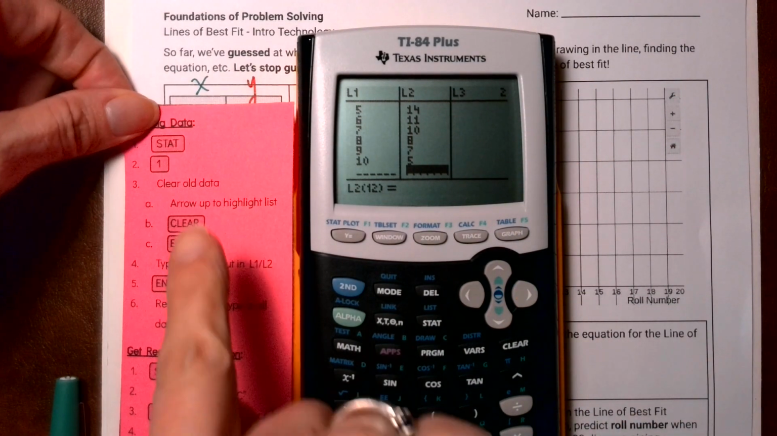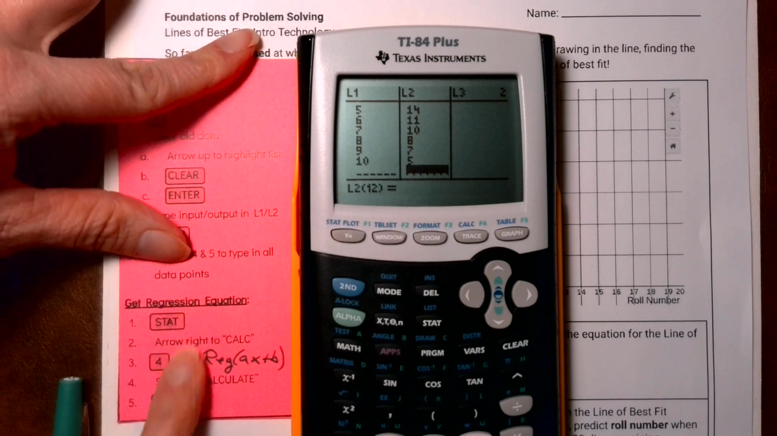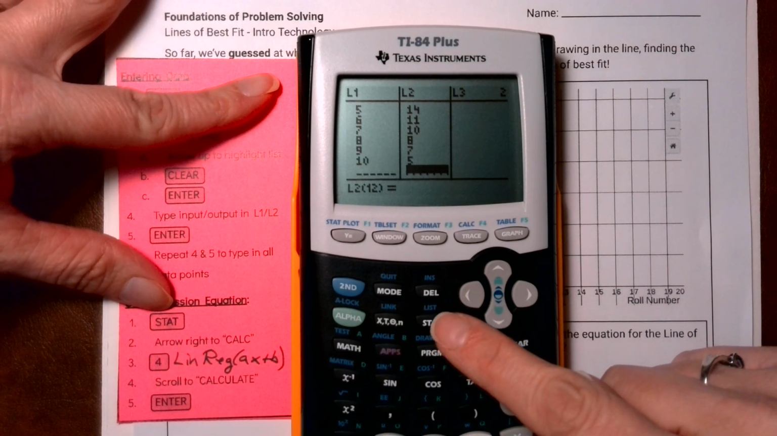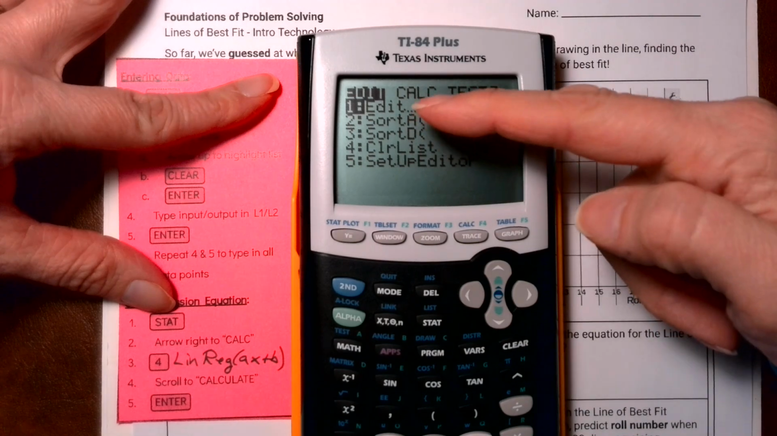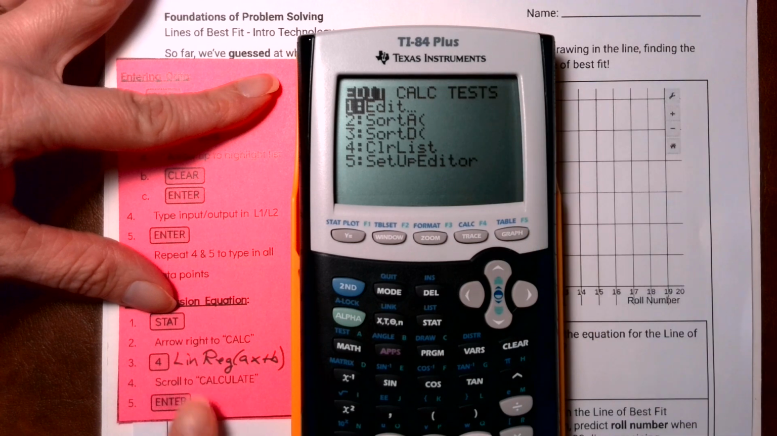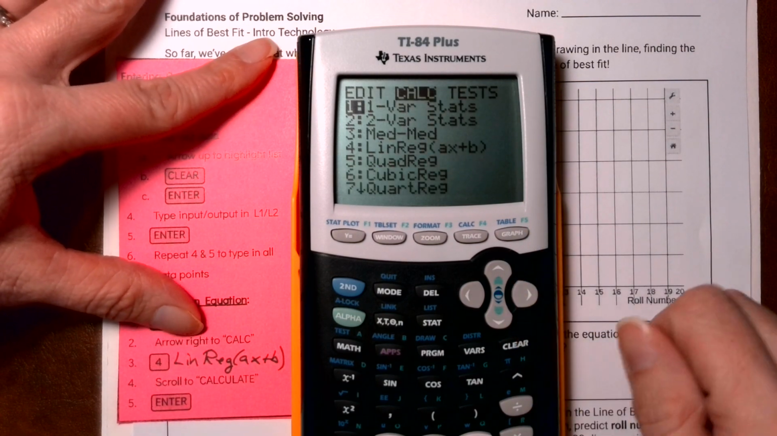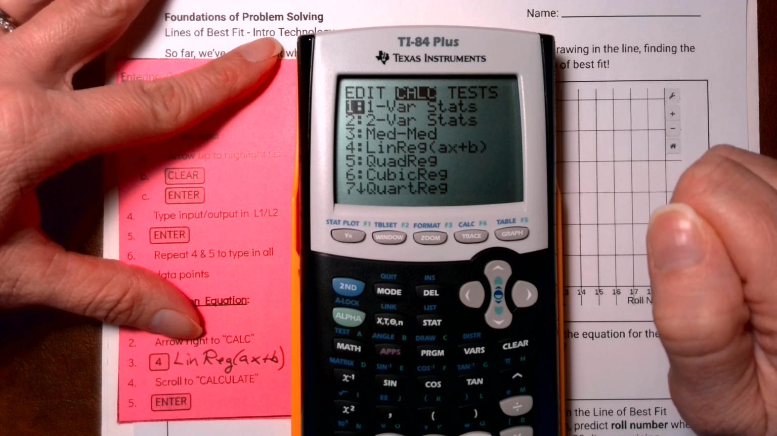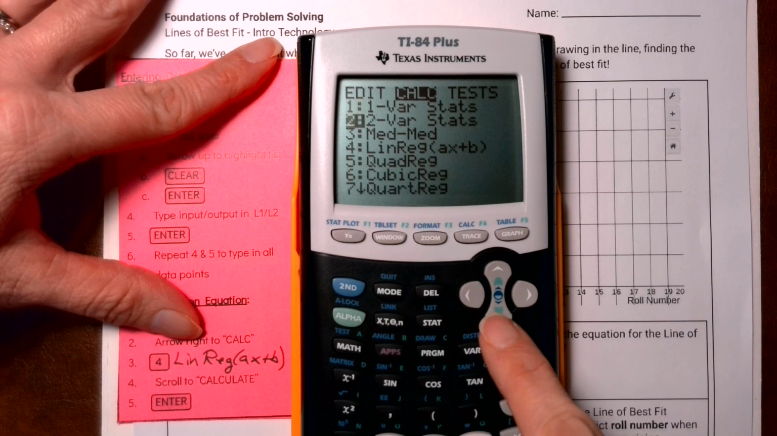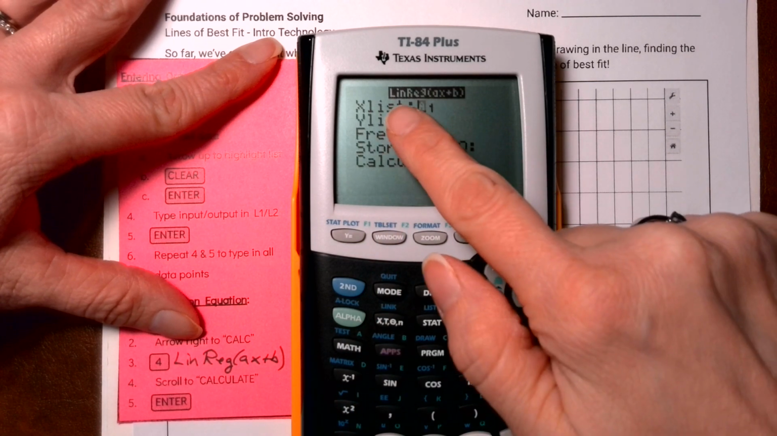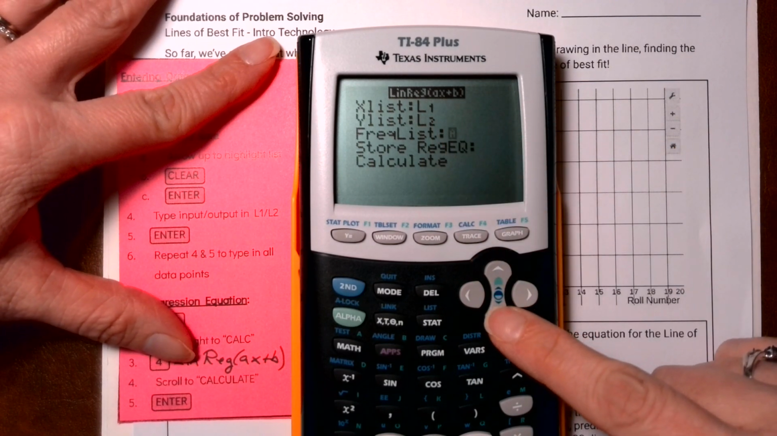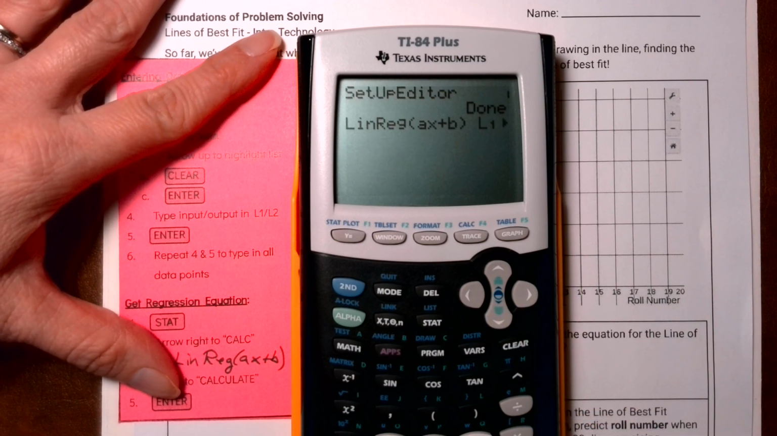Okay, now that we have done the entering of the data, we need to get the regression equation. The way that you do that is you hit the stat button again. The first time we did edit, but the second time we move over to calculate. So you're going to arrow to the right to calculate. And do you remember which one we use? We use number 4, the linear regression equation. This is going to calculate the linear regression, but we have to enter, enter, enter, and actually get down to calculate and push enter.